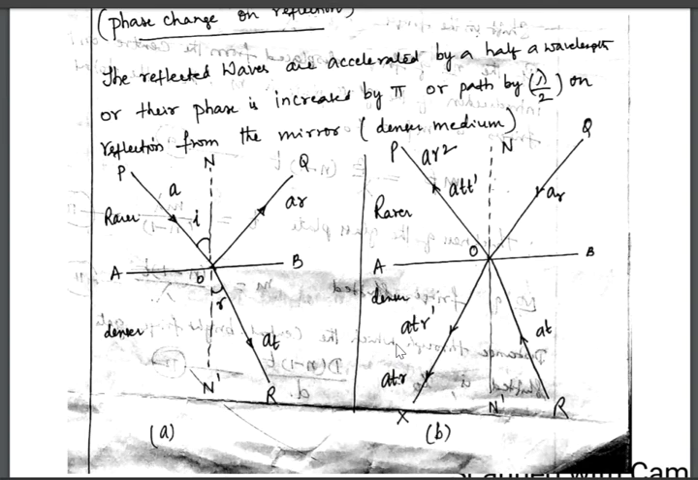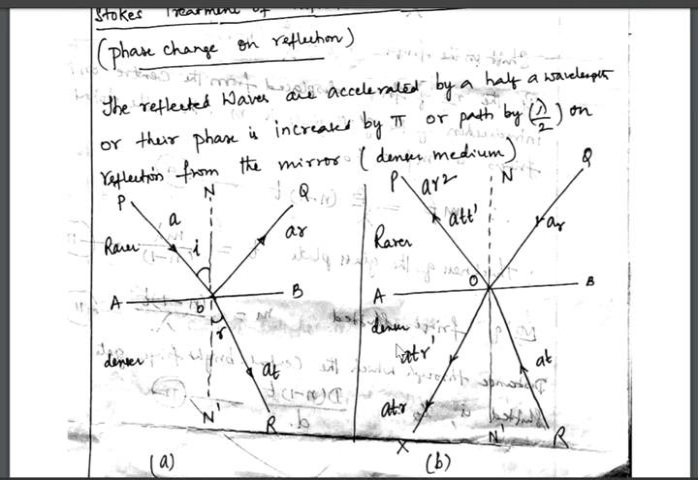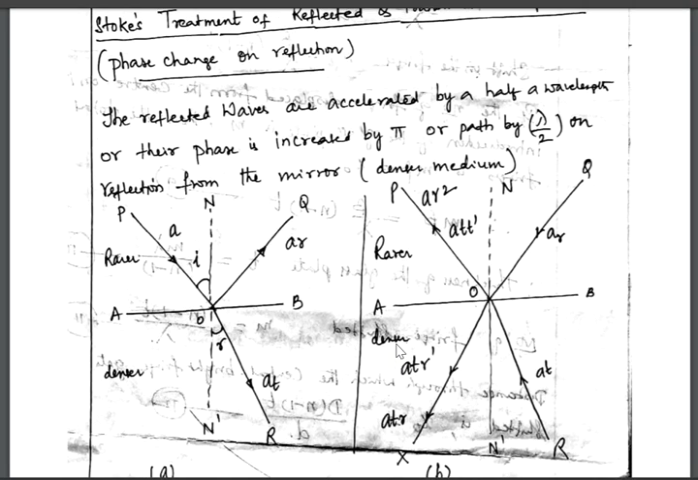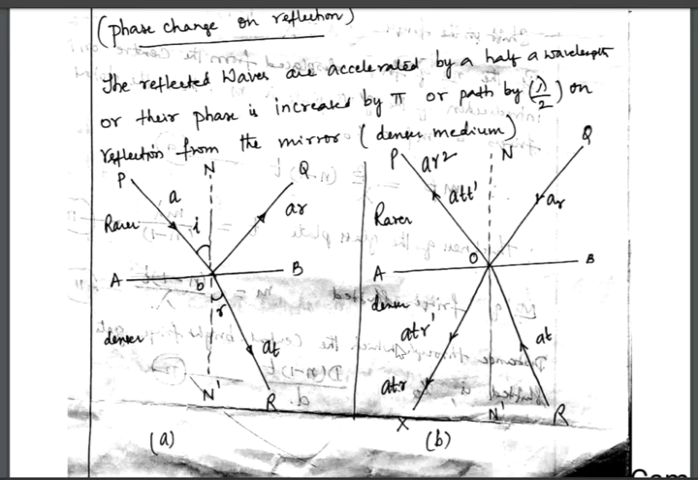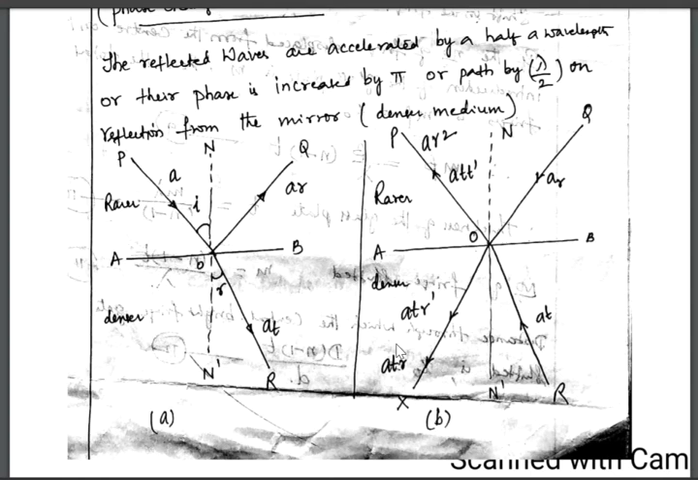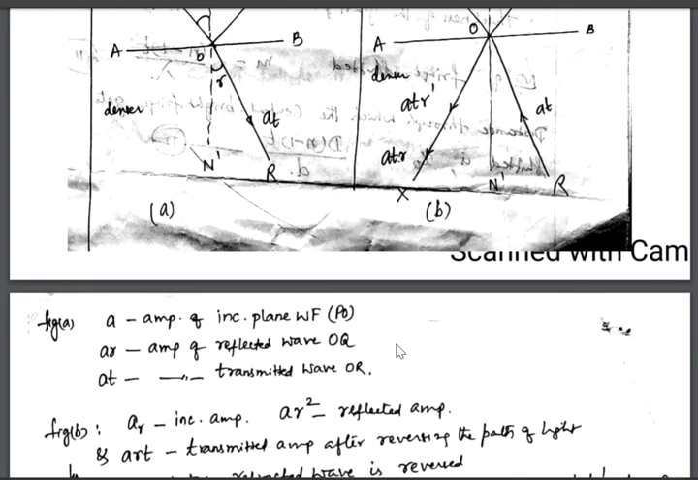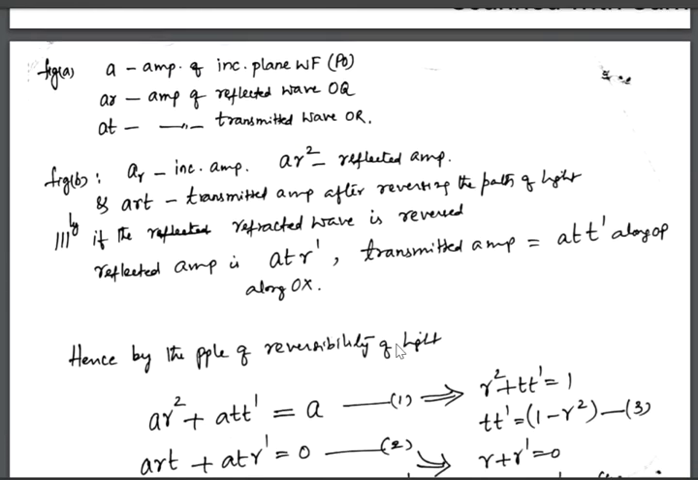So from these two figures, now we can understand what the Stokes treatment is. The reflected waves are retarded by half a wavelength and their phase is increased by pi, or path difference by lambda by 2, on reflection from the mirror. That means when reflection occurs at a denser surface, there will be a change in path equal to lambda by 2, or the phase changes by pi radians. Let us look at the mathematical part.